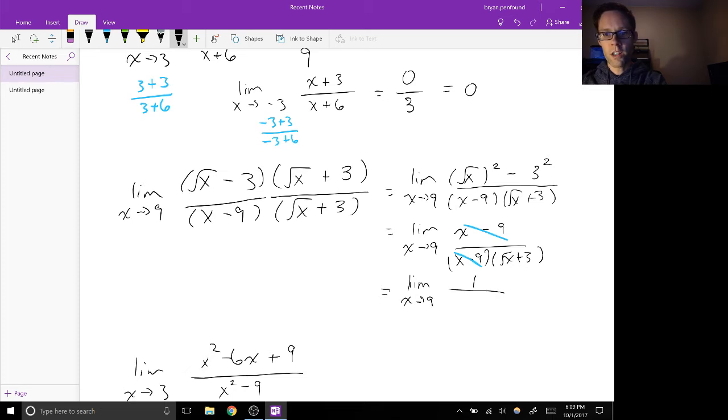Okay, so now we have the limit as x approaches 9. Our new numerator is 1 because of this division of x minus 9, and our new denominator is root x plus 3. So now I can do a direct substitution of x equal to 9, and I'm going to get 1 over 3 plus 3, or 1/6.